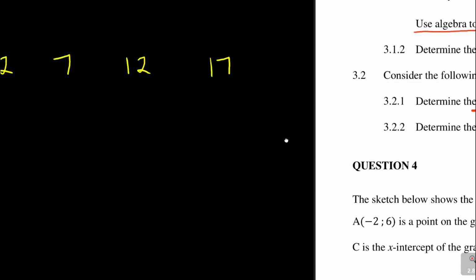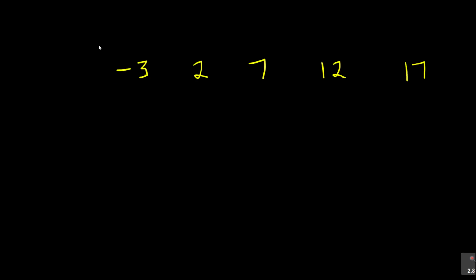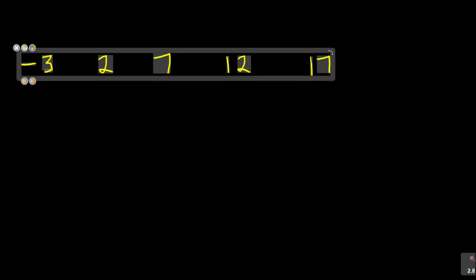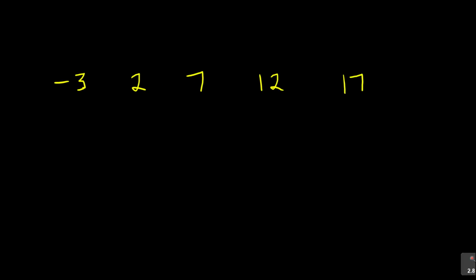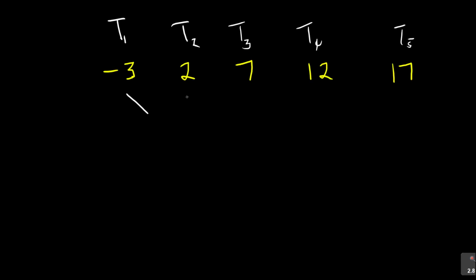Minus 3, 2, 7, 12. Let's say you are here. You want to use the grade 9 method, because grade 9 doesn't use a formula. So let's use that. It still works. T1, T2, T3, T4, T5. Let's say you still remember that method. Look at this. You do the same thing here. We got 5, 5, 5, and 5. We separate to say T2 minus T1, T3 minus T2: 7 minus 2 is 5, 12 minus 7 is 5, 17 minus 12 is 5.